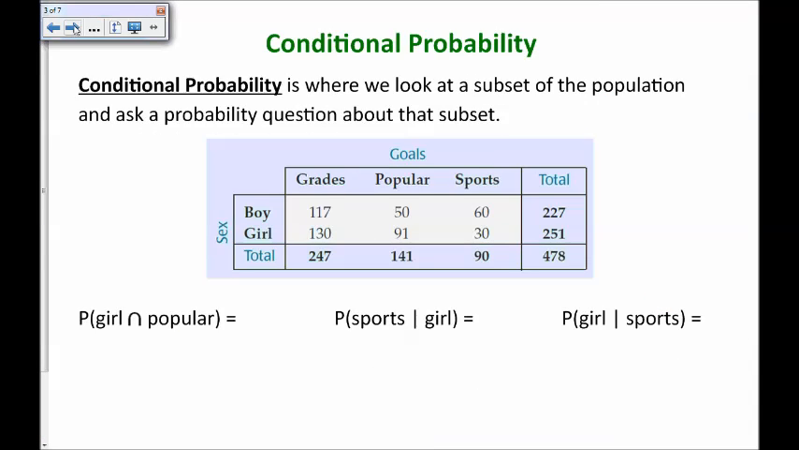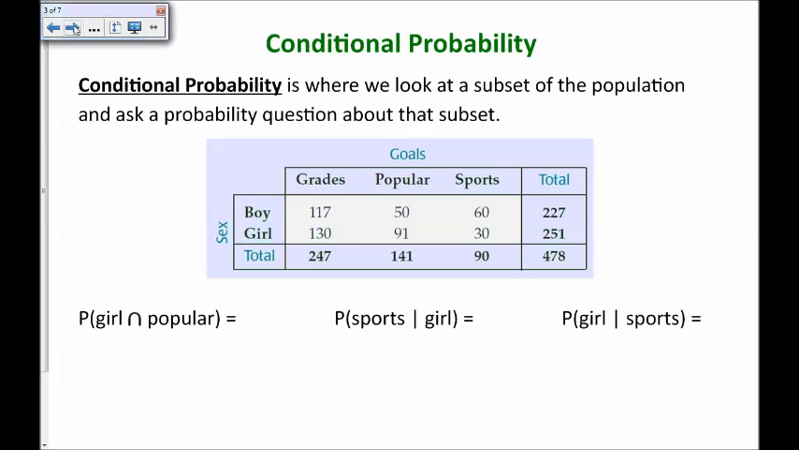Next, we will look at conditional probabilities. A conditional probability is where we look at a subset of the population and ask a probability question about that subset. Here is some data, a contingency table where 4th, 5th, and 6th graders were asked a series of questions, one of which is, what is your primary goal? Is it to get good grades? Is it to be popular? Or is it to do well in sports? That's broken up also by gender of the student.